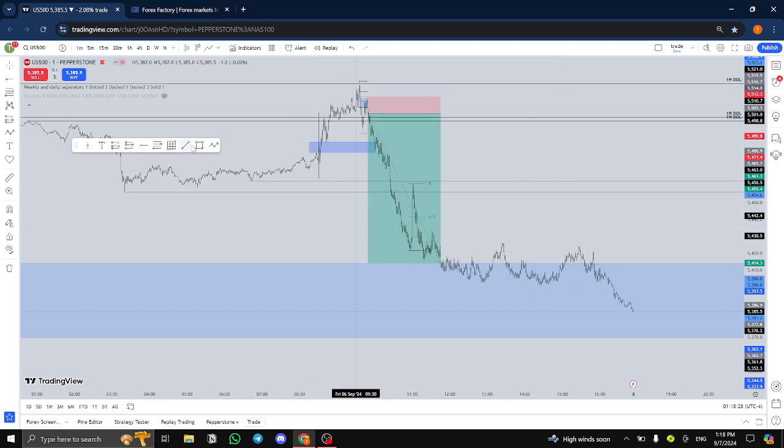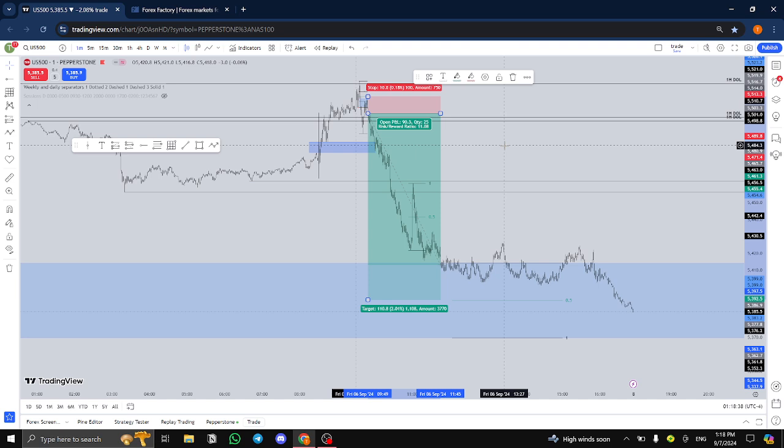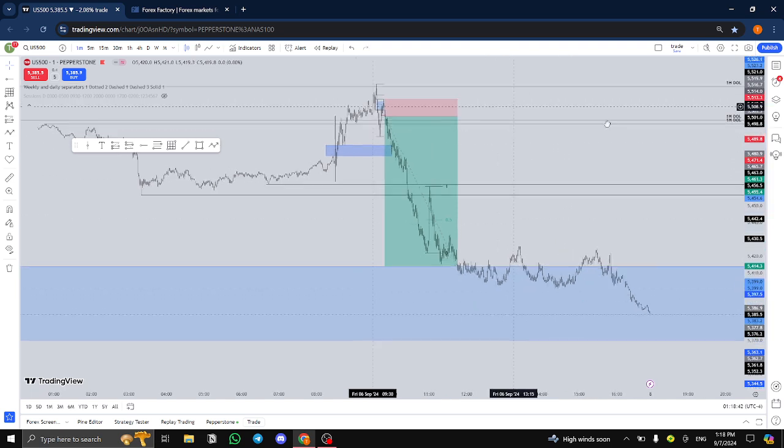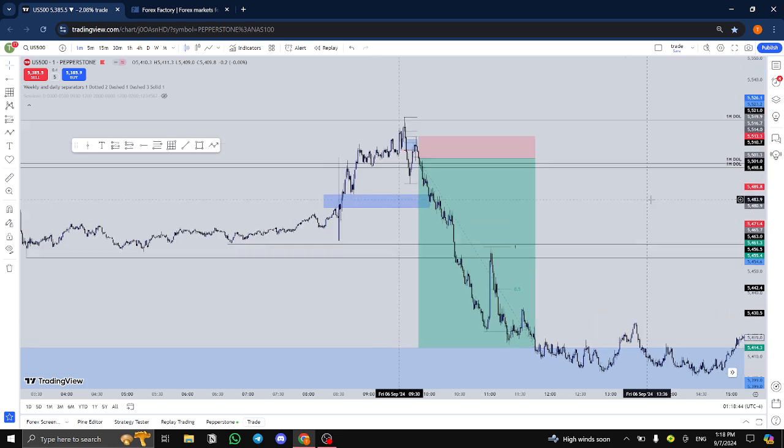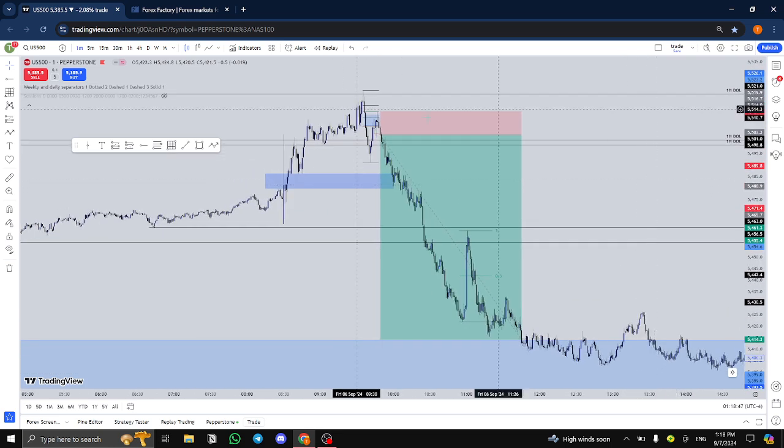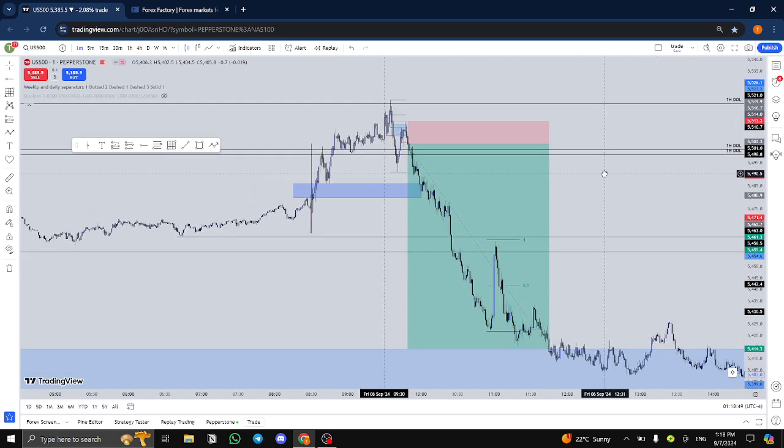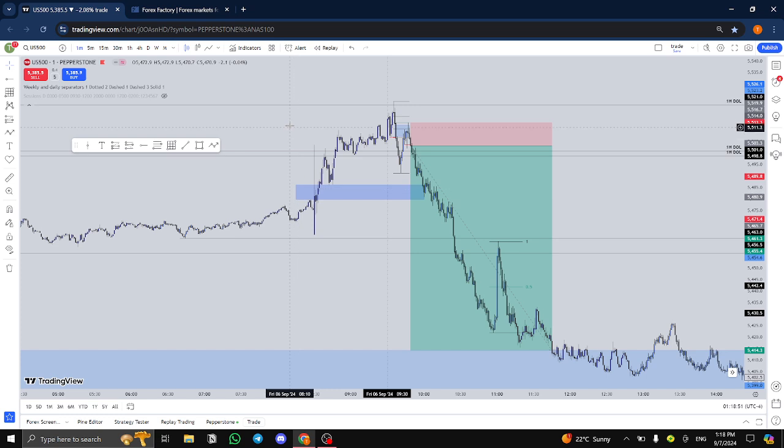Price even pushed lower into this equilibrium of the Ferrari gap. Okay, even if I had let it run, this would have been like a 1 to 11 risk to reward trade, but 1 to 9 is very, very good risk to reward. Okay, so this was a good trade.